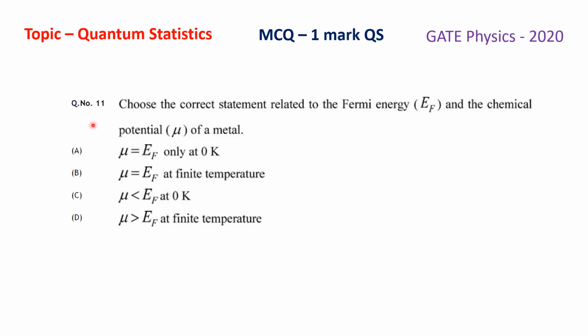The question is, choose the correct statement related to the Fermi energy EF and the chemical potential mu of a metal. Option A is mu equals EF only at 0 Kelvin. Option B, mu equals EF at finite temperature. Option C, mu less than EF at 0 Kelvin. And the last option, option D, mu greater than EF at finite temperature. Let us see how to solve this problem.